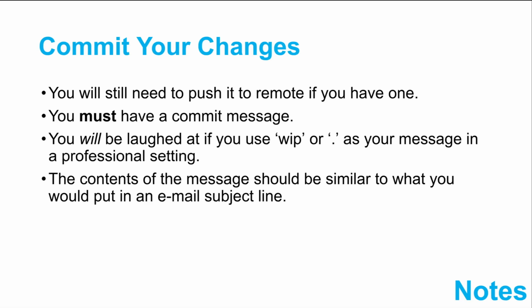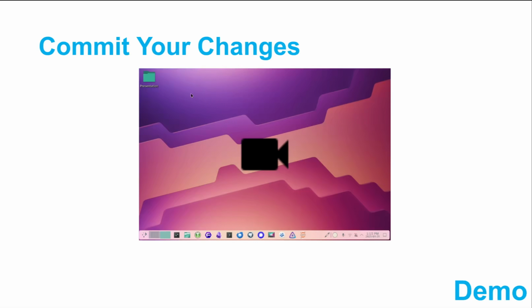And if you're in a professional setting, you don't use WIP and don't use just a single letter. It'll make you look super unprofessional. And yeah, like the slide says, if you've ever written an email subject line that's effective, use that same thought pattern to make your messages. You're not going to put an entire explanation in your git commit message, but if you're scanning through it, you want to be able to see what it was about. And then you might include a ticket number in your external tracking for more information.